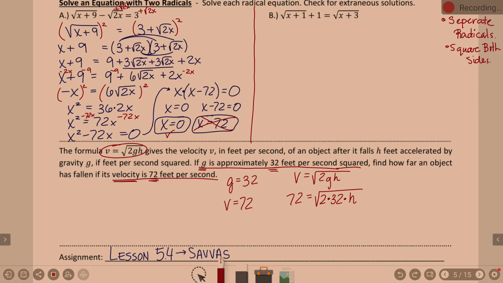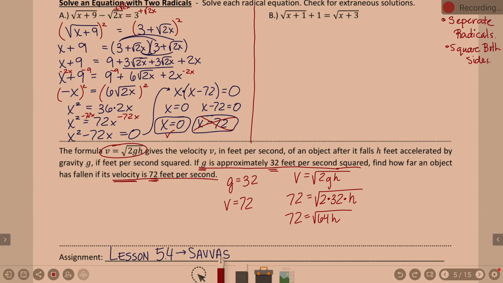Okay, what's 2 times 32? 64. So then I have 72 equals the square root of 64H. What do you know? There's 2 different ways I could go with this, actually.